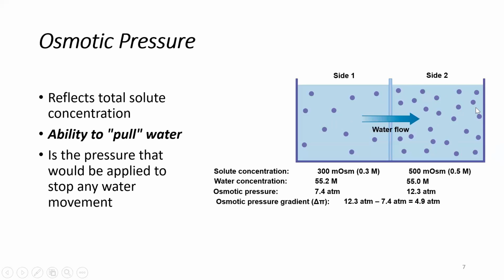So the pulling effect, the force effect of water moving from side one to side two, is what we refer to as the osmotic pressure or the osmotic pull. And so the pull is going to happen according to the osmotic pressure gradient. So if you've got an osmotic pressure of 12.3 atmospheres on side two and an osmotic pressure of 7.4 atmospheres on side one, then we now have an osmotic pressure gradient from 12.3 to 7.4, which gives us movement from side one to side two. Okay.